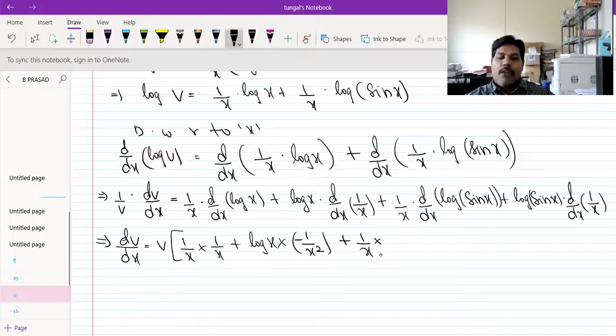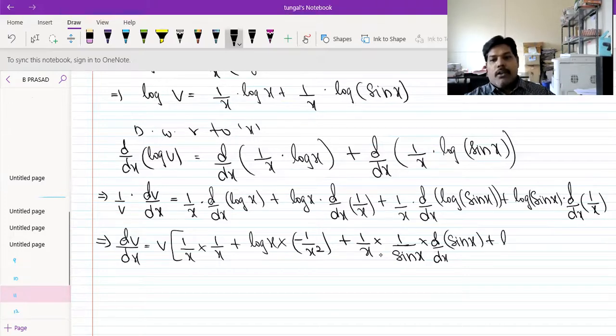Plus 1 by x into the derivative of log of sin x. The derivative of log of sin x is 1 by sin x into the derivative of sin x, because the derivative of log f of x is 1 by f of x into f dash of x. Plus log of sin x into the derivative of 1 by x, which is minus 1 by x square.